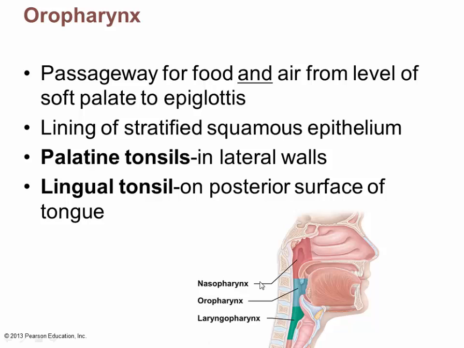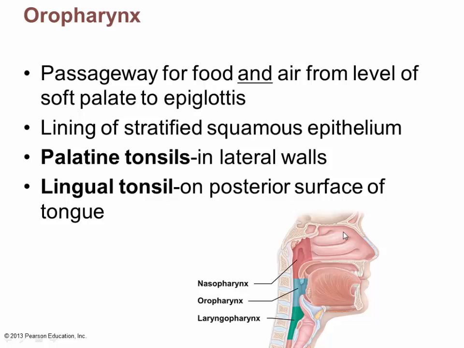Now the oropharynx, further down, named, anything "or" has to do with mouth, so this is the region behind the mouth. Now, once we've gotten to this region, we now have a passageway for both food and air. Anything from that soft palate, all the way down. This goes from the soft palate to the epiglottis, but anything going further down, anywhere in the pharynx, we've got a passageway for food and air.